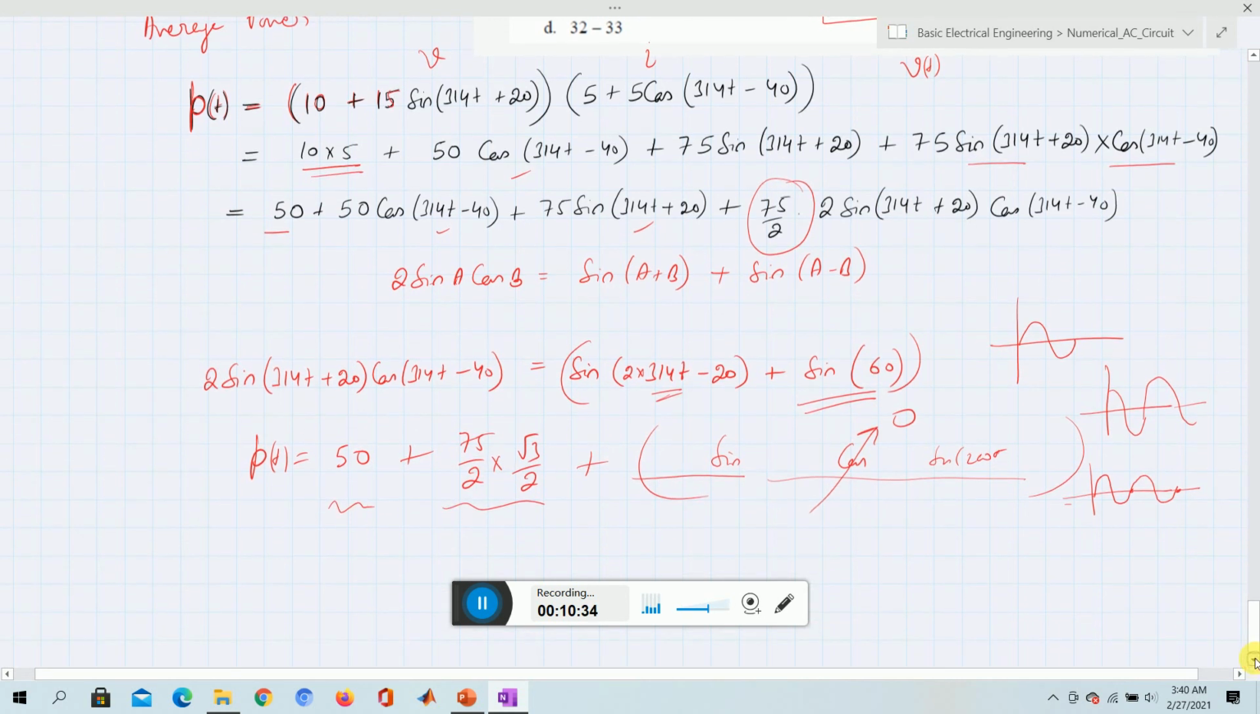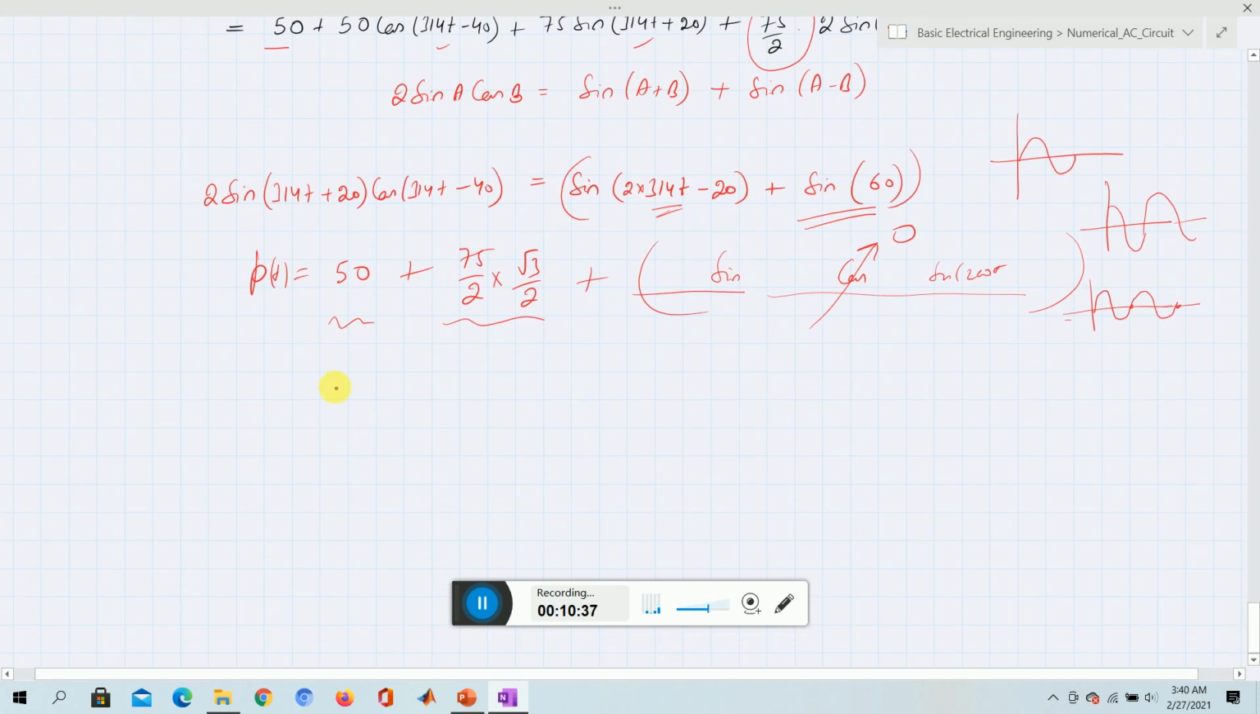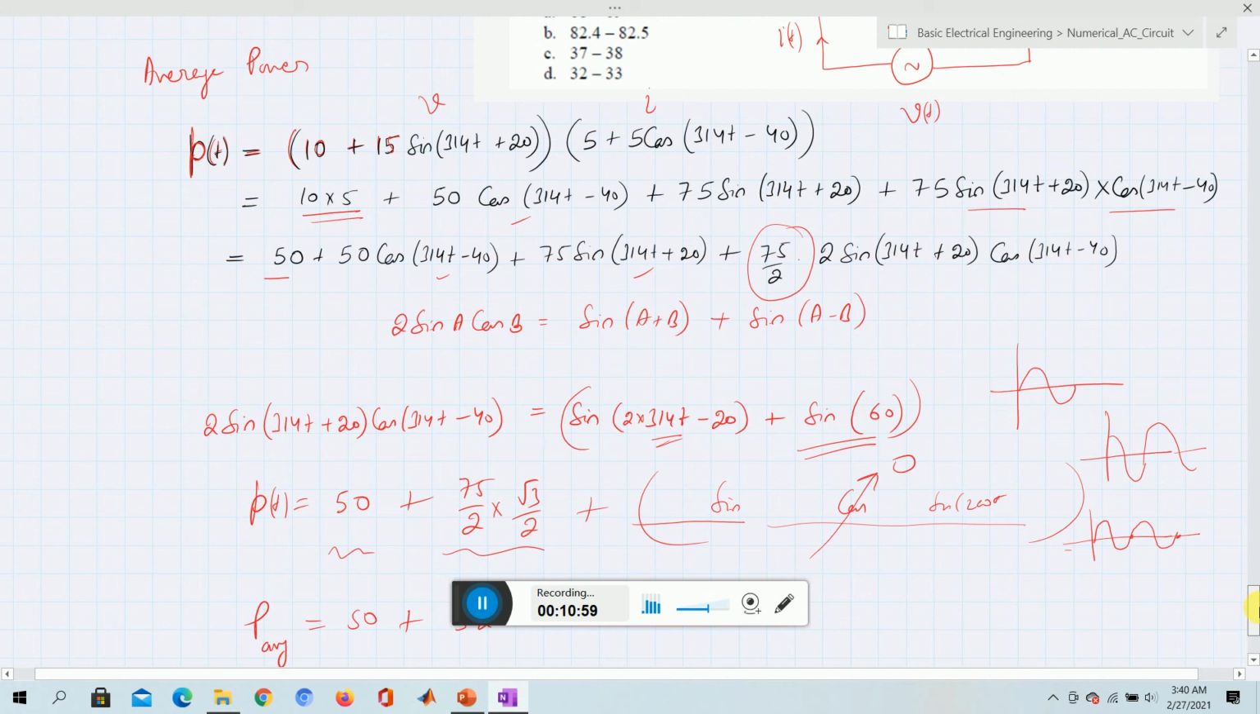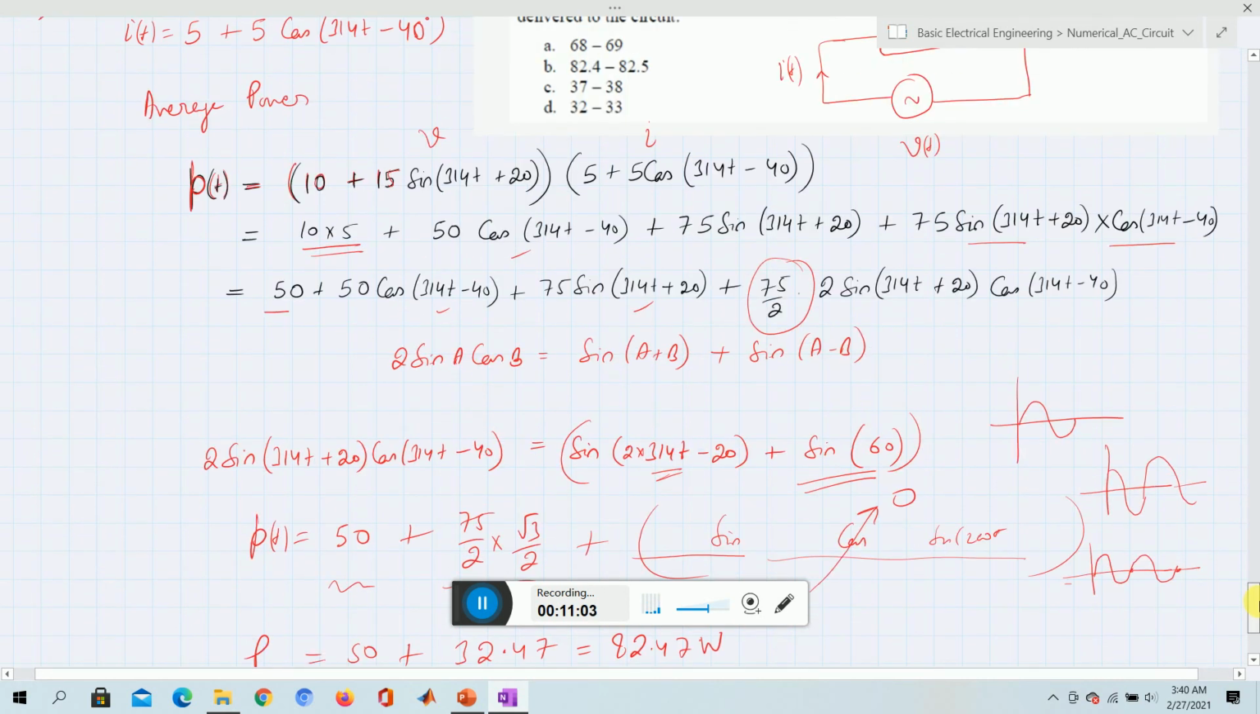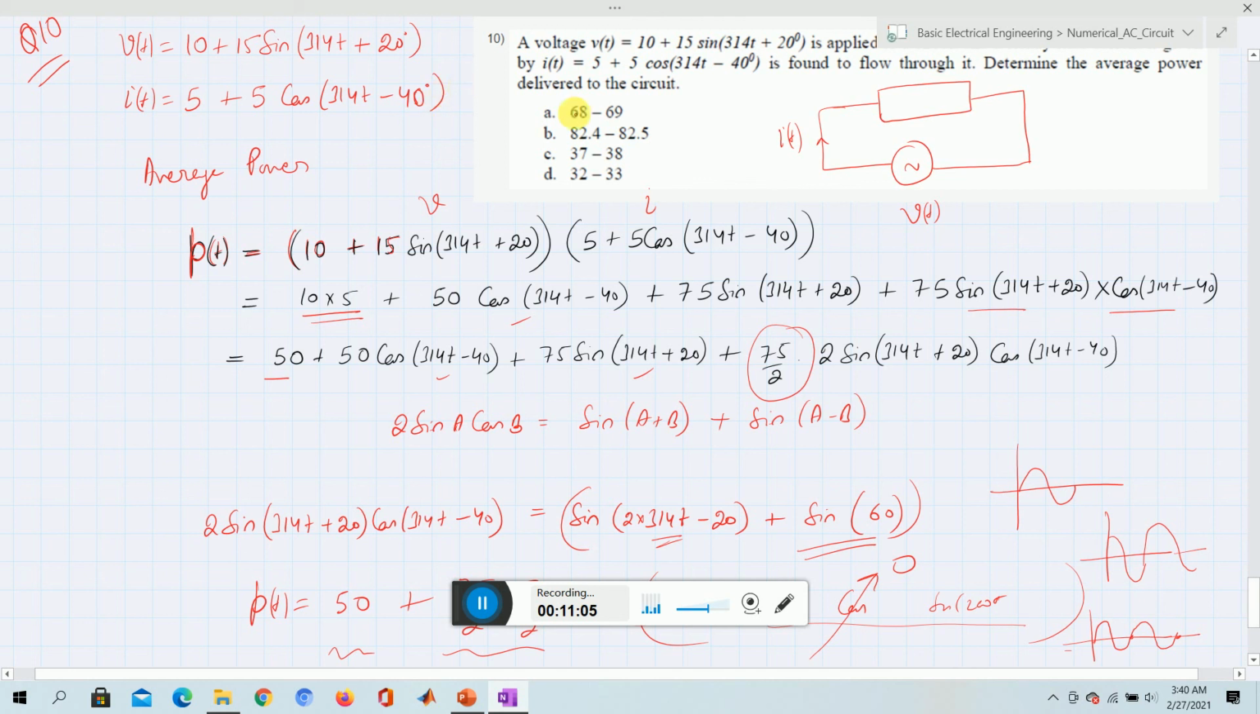So what we can write is 50 plus, evaluating this, 32.47, and that comes to 82.47 watt. So from this expression we get the average power, which is not multiplied with any sine or cosine or sine 2 omega t term. So we get 82.47. So B is the correct answer.